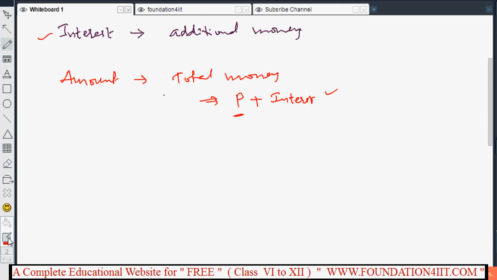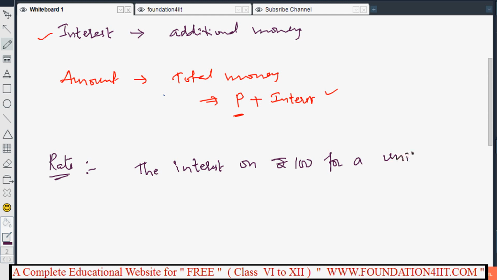Now the rate. Generally we say the rate of interest is 5%, or the rate of interest is 9%. Some terms we'll use: per every 100. Generally interest problems depend on a certain sum of money for 1 year, so we calculate yearly. The interest on rupees 100 per unit time is called the rate of interest. We can use the definition like this: the interest on rupees 100 for a unit time, whether 2 years or 3 years, is called the rate of interest.